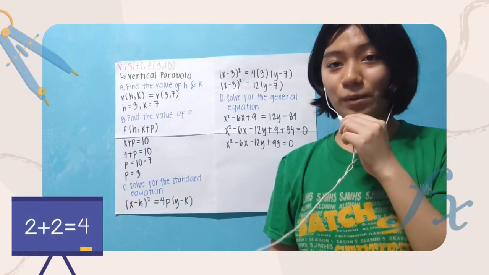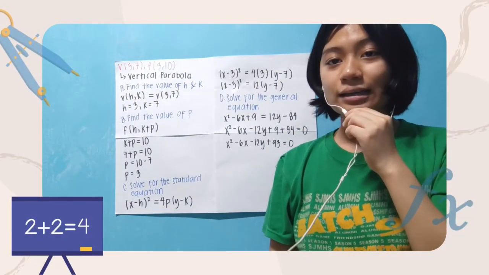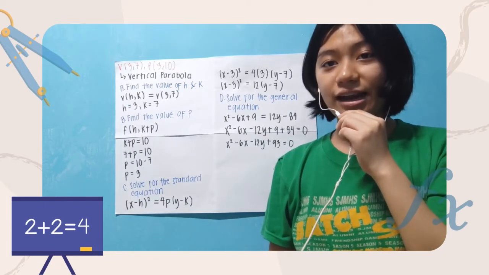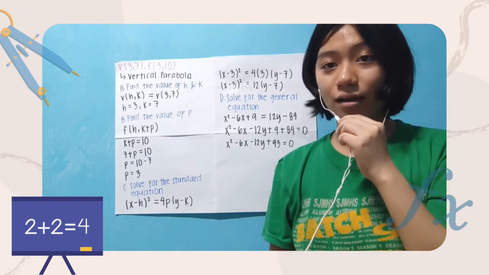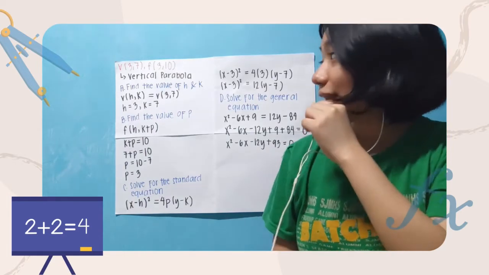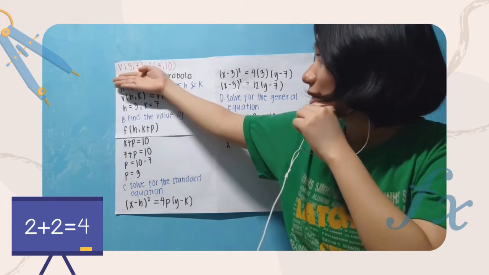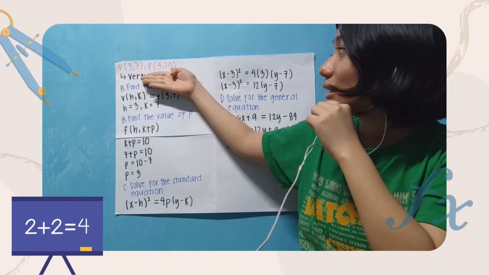For the first problem, we need to compute for the standard and general equation of the parabola whose vertex is located at (3, 7) and focus is at (3, 10).